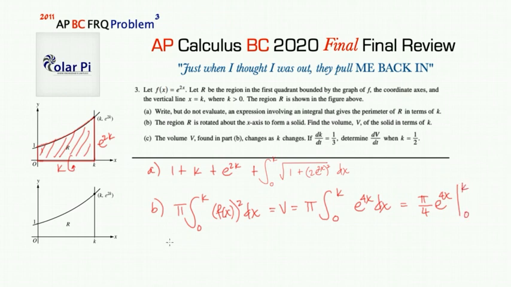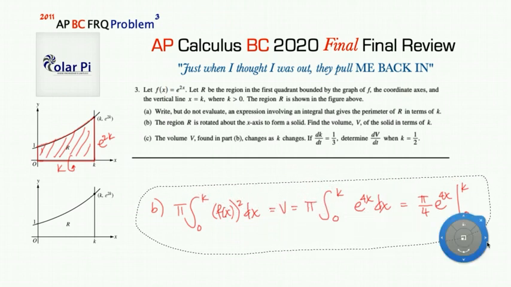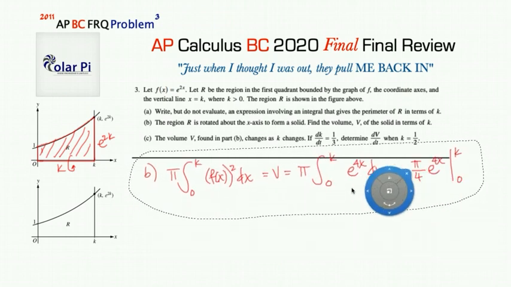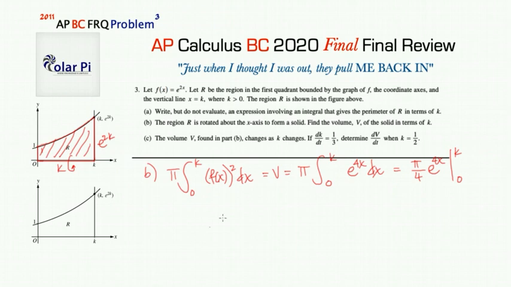So we see that V, and perhaps we should get rid of this since we don't need it, and we need the space for part C, so we see that V is going to equal plug in k, and that's going to be pi over 4 times e to the 4k, and then minus plug in 0, so that's e to the 0, which is 1, times pi over 4, so minus pi over 4.